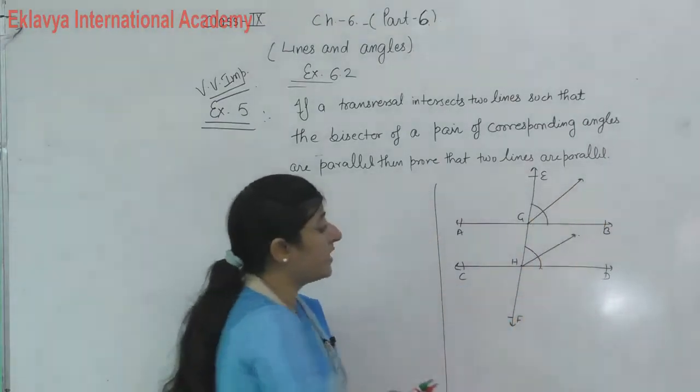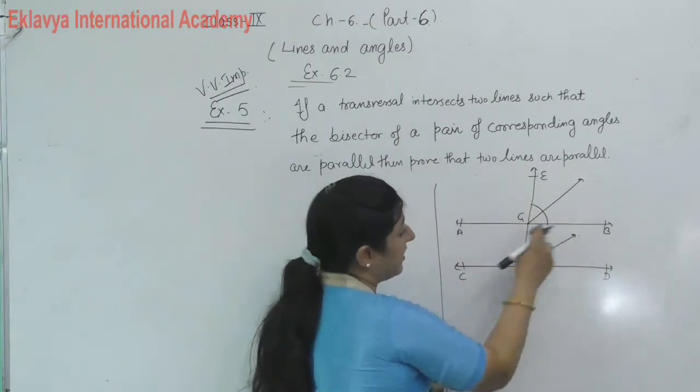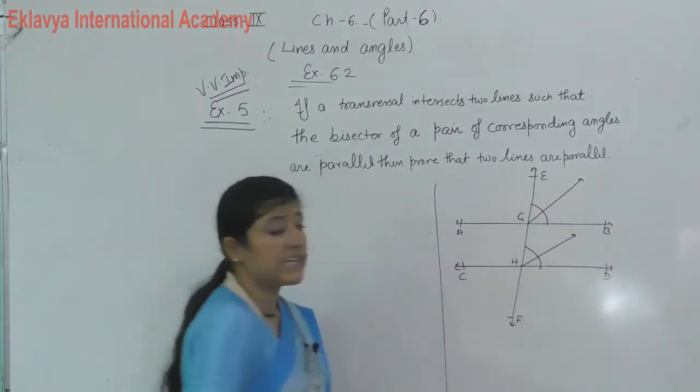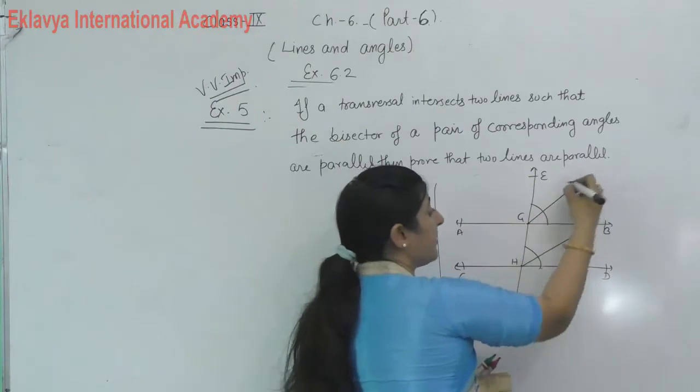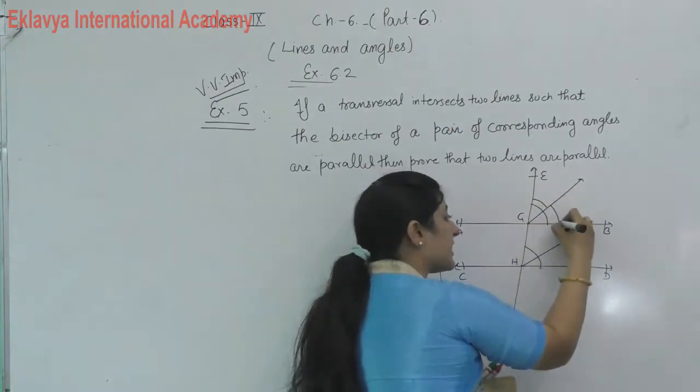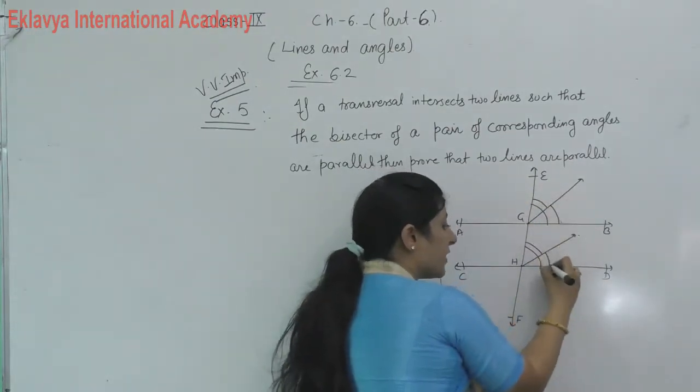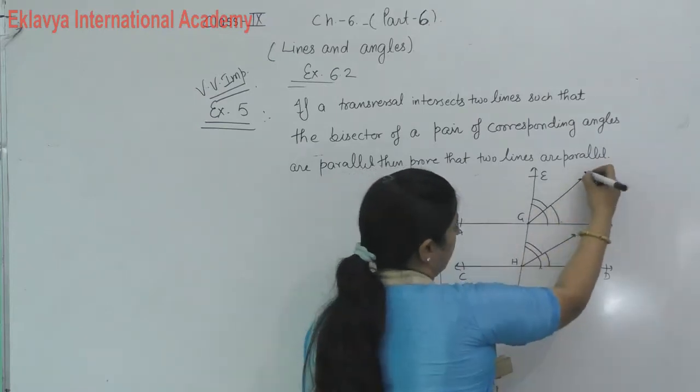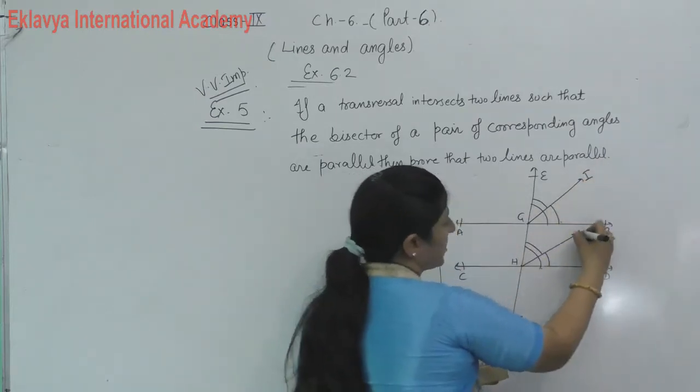We take the pair EGB and GHD. Bisector means we divide so that these two angles are equal and this one is also equal. So we take here GI and HJ.